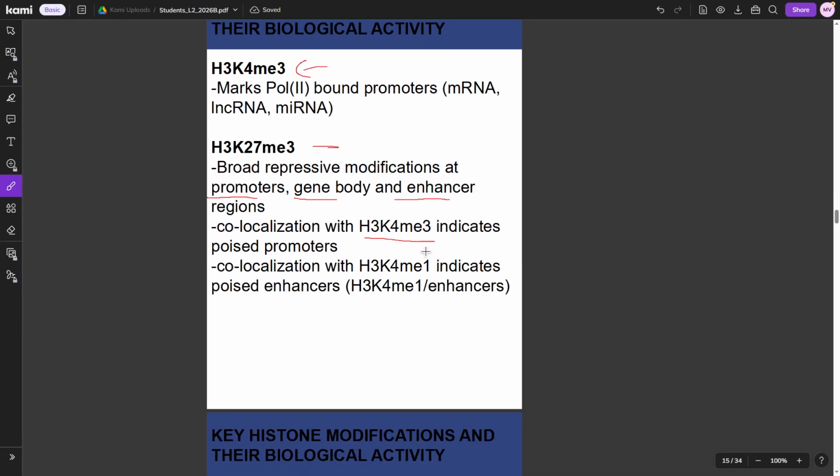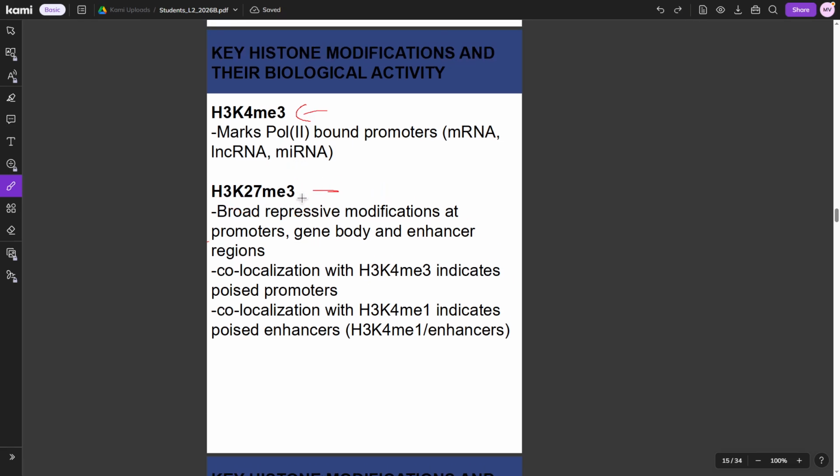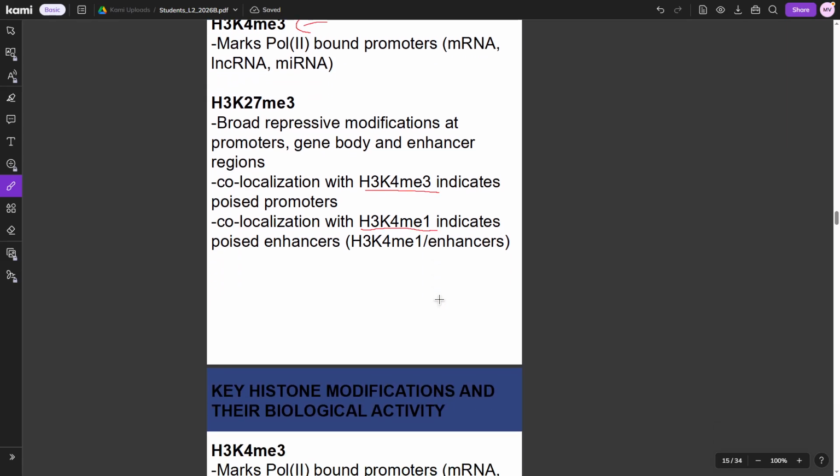And then co-localization with a separate one, which is H3K4me1, indicates a poised enhancer, which is, again, an enhancer that is ready to be active, but it's not quite active yet. So these are just some things that you should keep in mind. So this H3K27me3 is a repressive marker, but when it's coupled with some of these activating markers, it leads to a promoter that is ready to go and it's been revved up.